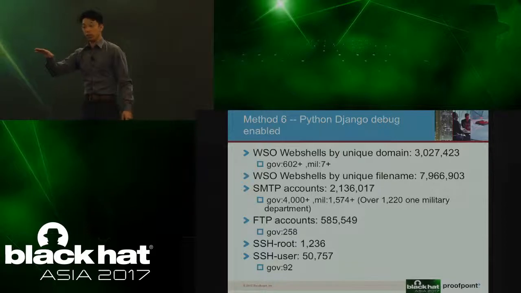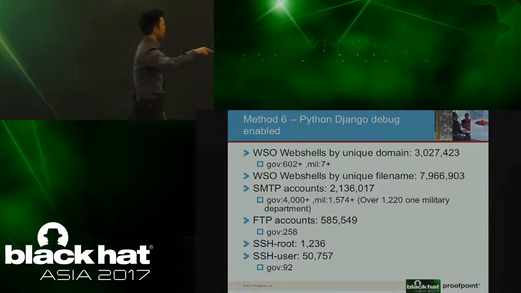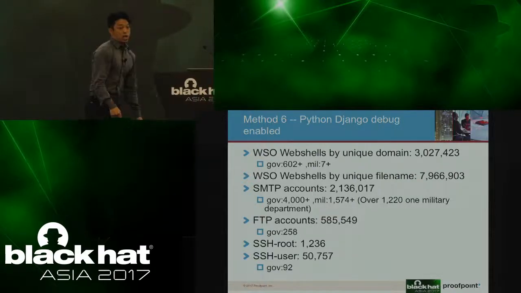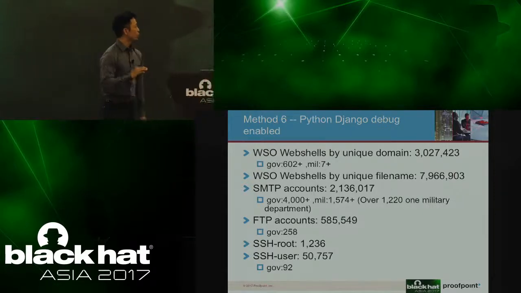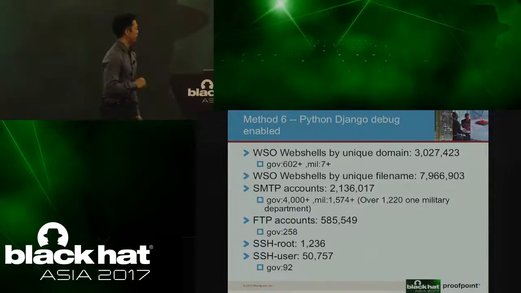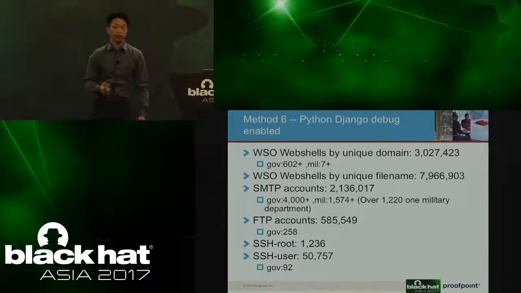So eventually, we figured out that after they buy these cPanel admin usernames or WordPress usernames, they try to get into the website and inject a WSO web shell. And we found that the number of WSOs that they owned by unique domain name was more than 3 million. By unique file name, almost 8 million. SMTP accounts, almost 2 million, right? So they own a lot of assets.